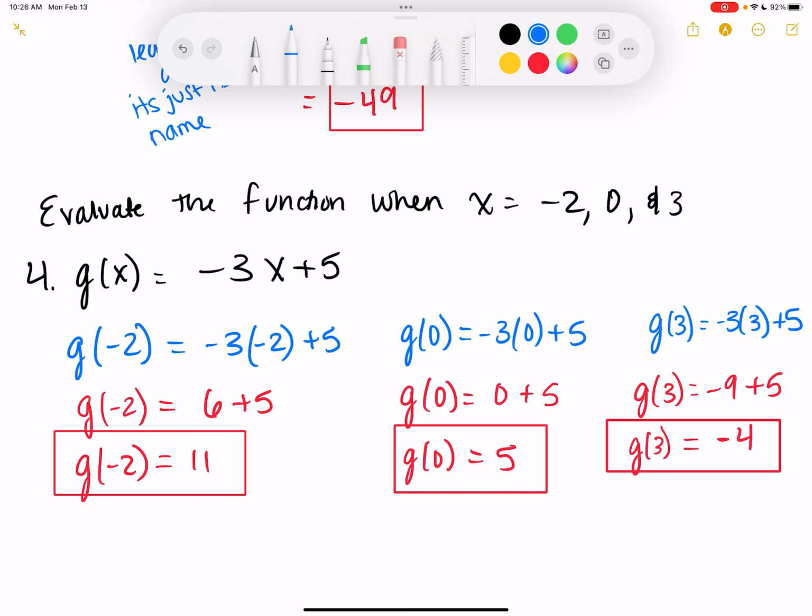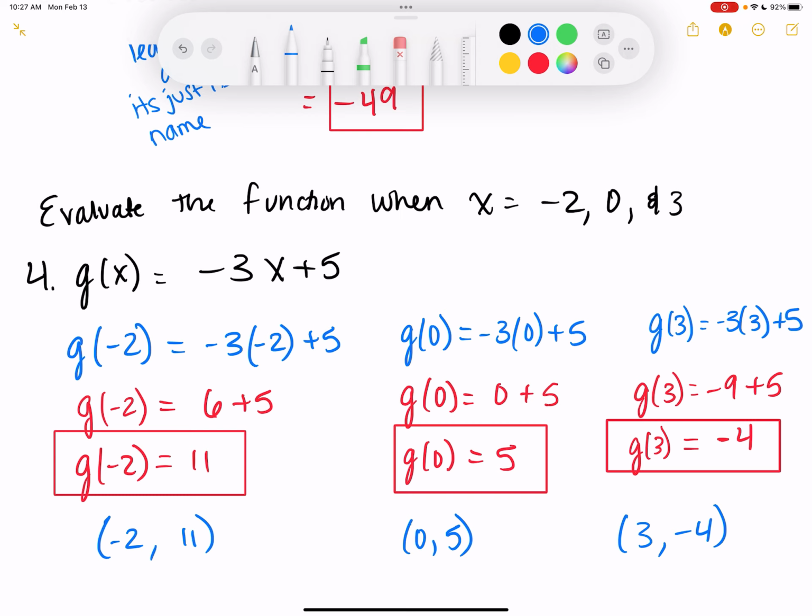Okay, so if I were going to be graphing this, I would do this by points. So the point would be negative 2, comma 11. Then this next point, x was 0, so it would be 0 and y is 5. So whatever the function is equal to is your y value, whatever you're plugging in is your x value. And then g of 3, so 3, comma, negative 4. So those would be your 3 points that you would plot if it was asking you to do that, okay?